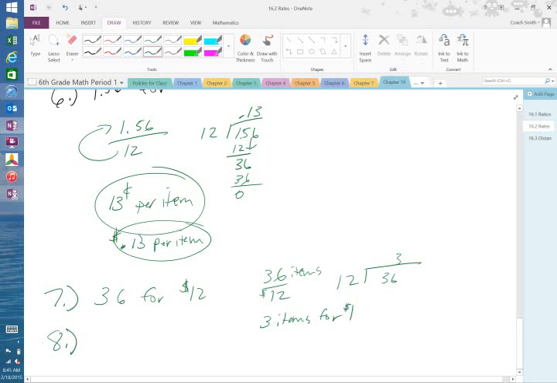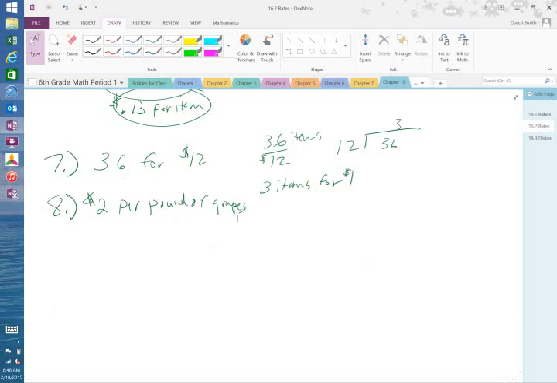Okay, what about 8? Who's got 8? Jonah, what'd you get? How many? $2, yeah. $2 per pound of grapes. Okay. Once again, you just simply divide $6 by 3 pounds, and so you're paying $2 per pound.